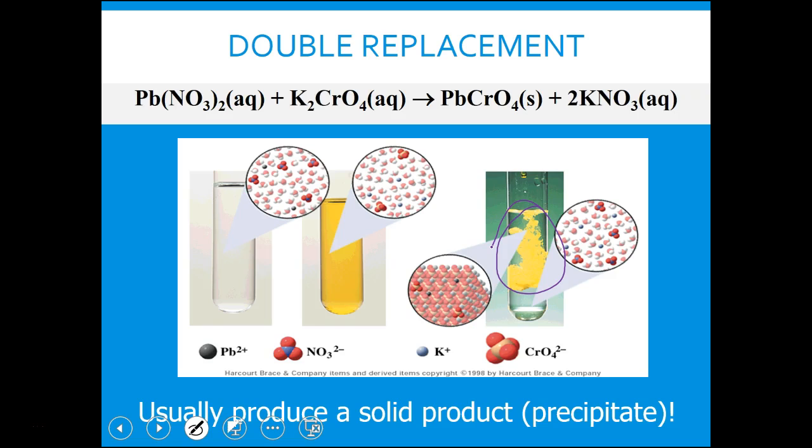So usually we know a double replacement reaction occurs because a precipitate is formed. In special double replacement reactions called acid-base reactions, we know they occur when color change happens. So, but precipitate is usually the thing that we look for in a double replacement reaction.